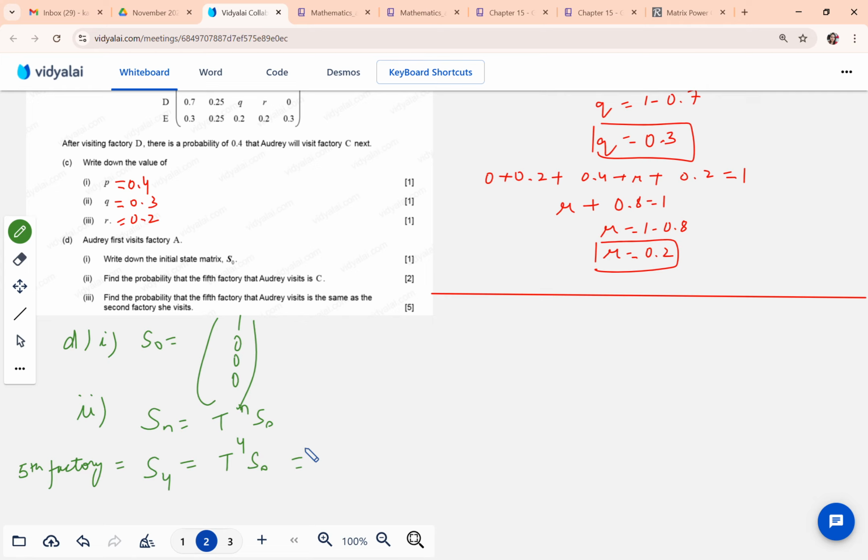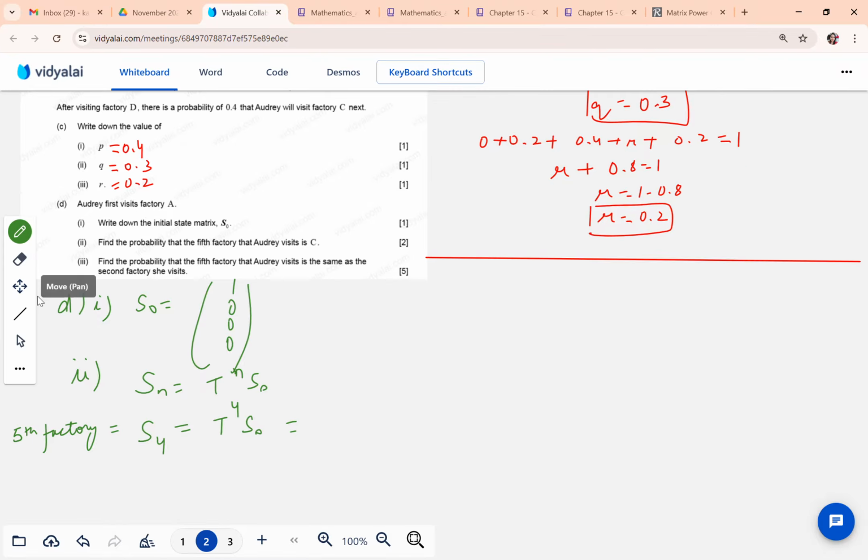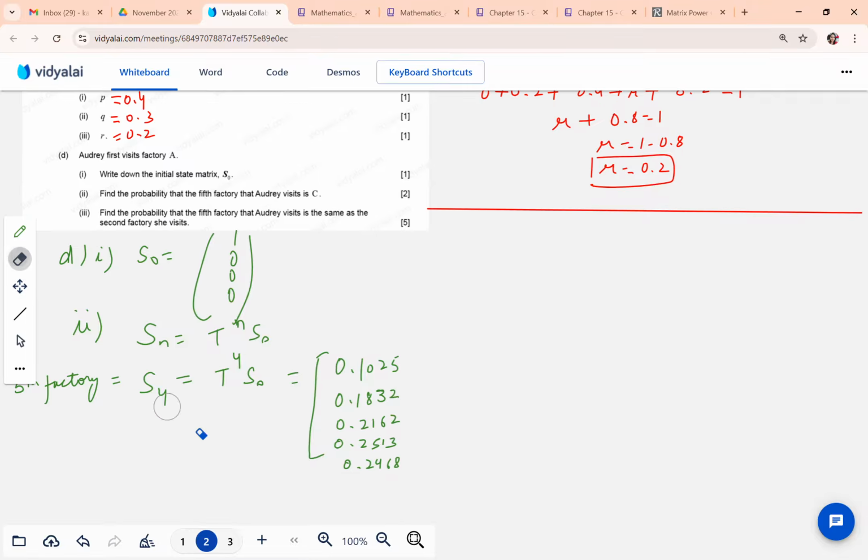How will you find T^4? You will just plug the matrix into your calculator and raise it to the power 4, and you will get the answer. I'm writing the matrix here so that you can check your answer. It's 0.1025, 0.1832, 0.2162, 0.2513, and 0.2468. I have also calculated this using the calculator. You will also use that because you will be allowed a calculator in paper 3, and you can easily find the values.